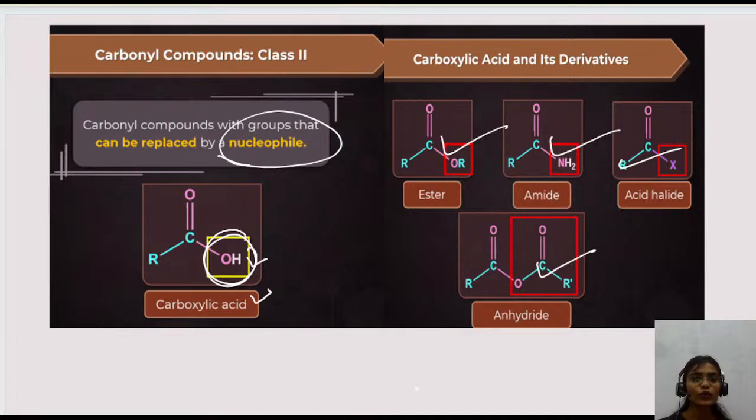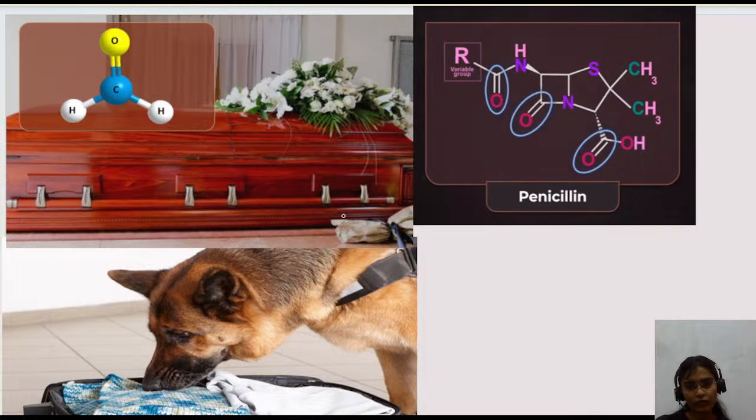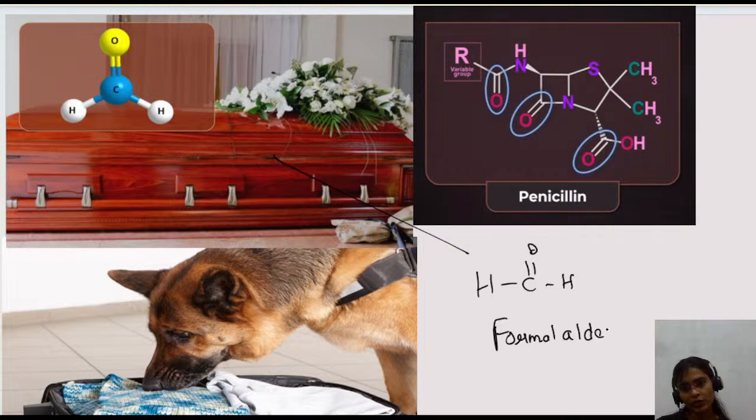So what we're discussing now: the next point is what is so special about this carbonyl family? Let's discuss some basic uses. Point number one, HCHO is there. Everyone, I guess you know what it is. Let me write it here. It's formaldehyde. Do you know the use of formaldehyde?